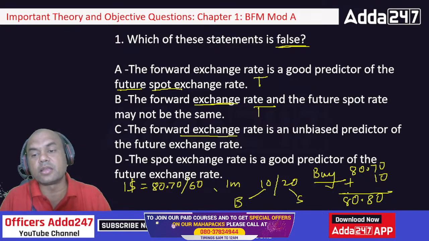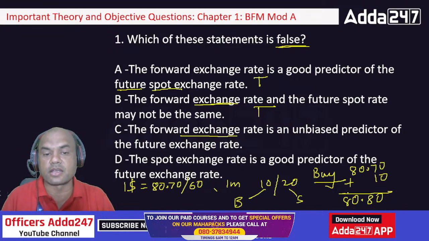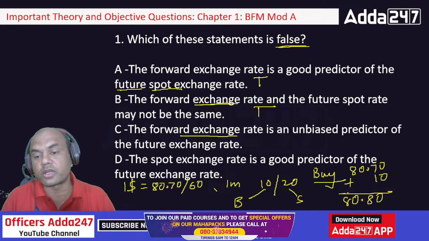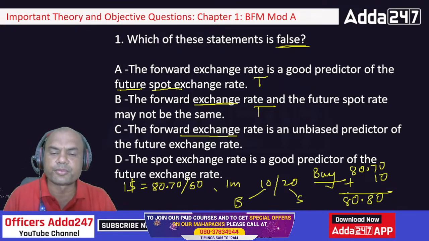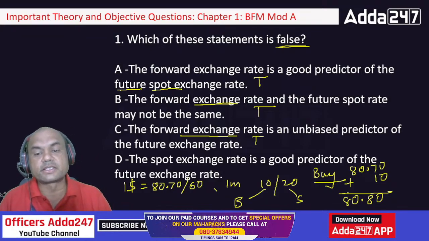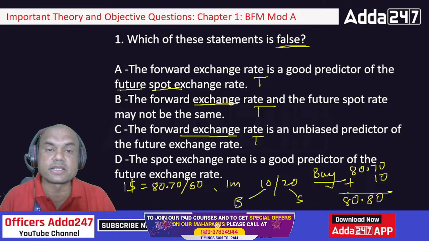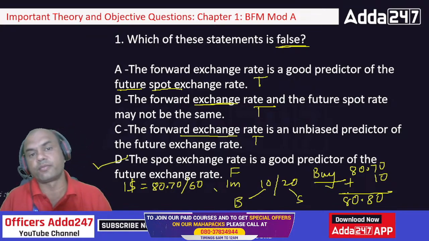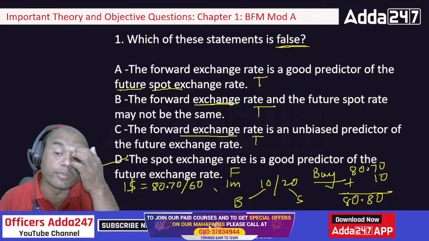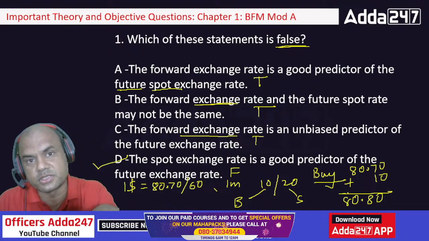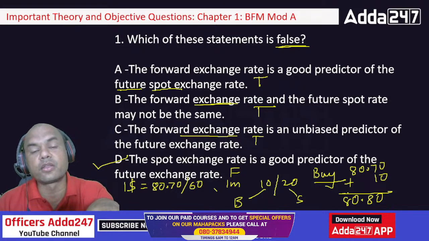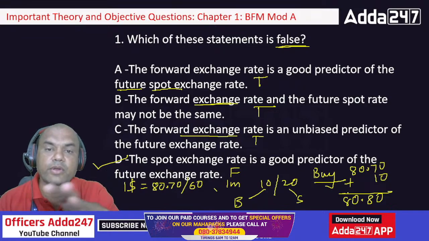The forward exchange rate is an unbiased predictor of the future exchange rate. What can be the future rate? So this is also true, isn't it? The spot exchange rate is a good predictor of the future exchange rate. So this is false. Okay. So the answer which we want is D. The spot exchange rate cannot predict the future rate. The future rate is always predicted using technical and fundamental reasons.